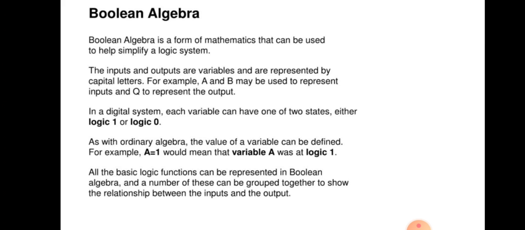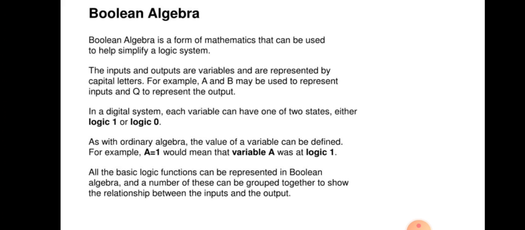The inputs and outputs are variables and are represented by capital letters. For example, A and B may be used to represent inputs and Q to represent the output. So here is one example we have considered: if we are giving the two inputs A and B, then we have to represent them by capital letters, and in this example we have taken Q as the output.